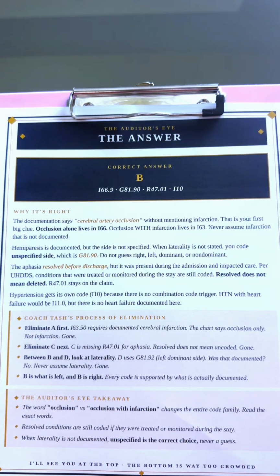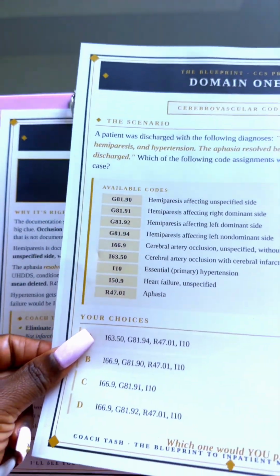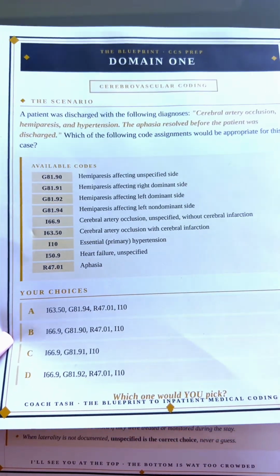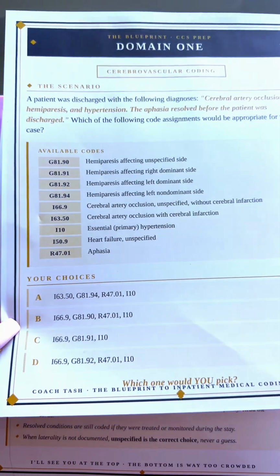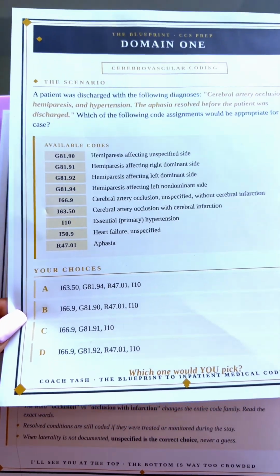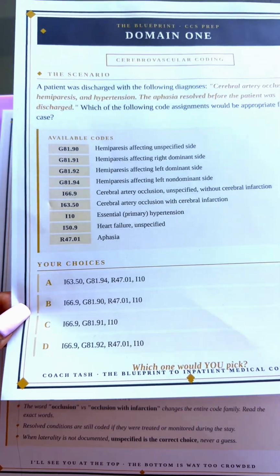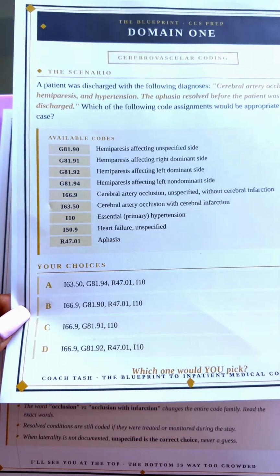Now eliminate C. C is missing R47.01 for aphasia. Resolved does not mean uncoded. Just think, if you're taking your exam, you have to move quick. Not quick, but you have to have strategy. So remove A, and remove C, since there's no R47.01. Now we're left with B or D.